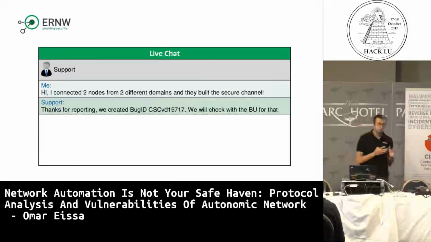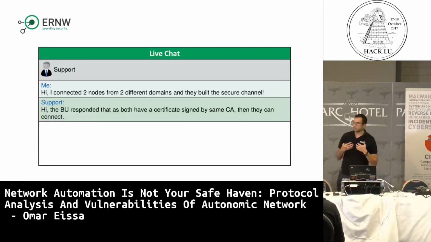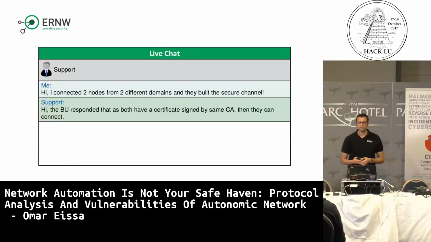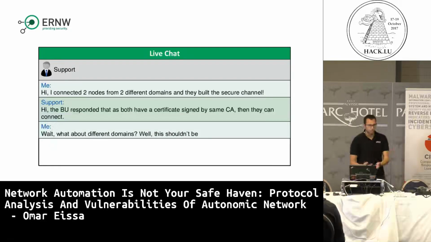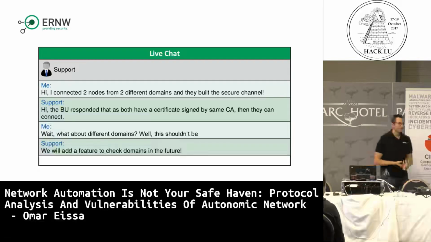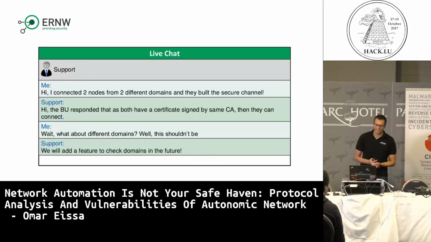They were even much quicker to resolve some of the problems that we will report here. So when we gave that to Cisco, the PSIRT team just responded to us that, well, they would check the business unit, see where the problem is, and they returned to us saying that, well, if they are signed by the same CA, then they can communicate together. Okay, but come on. This shouldn't be. They are from two different domains. As per the RFC, it shouldn't be. Well, you know what? We would just add this feature in the future. So just don't complicate it.